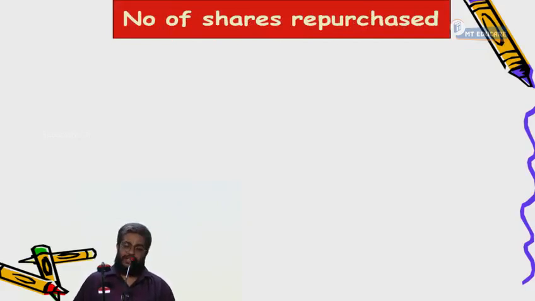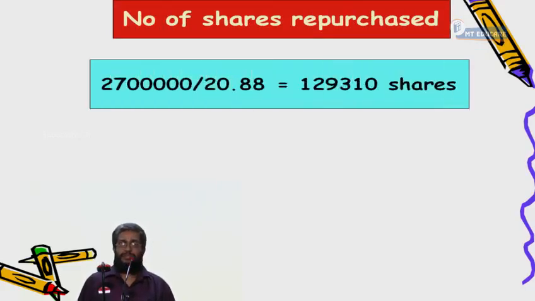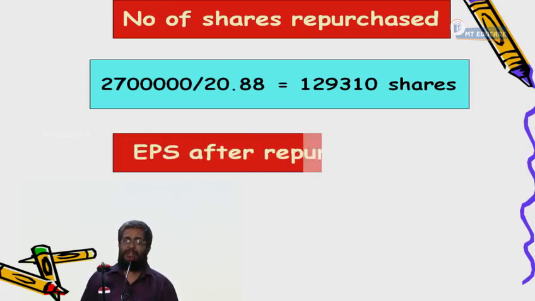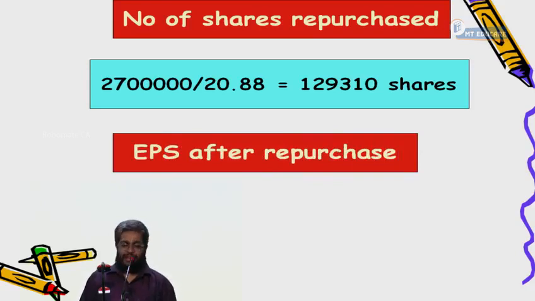Step 2, number of shares bought back. Number of shares repurchased. Underline that. Number of shares repurchased is equal to 27 lakhs divided by 20.88, which is equal to 1,29,310 shares.